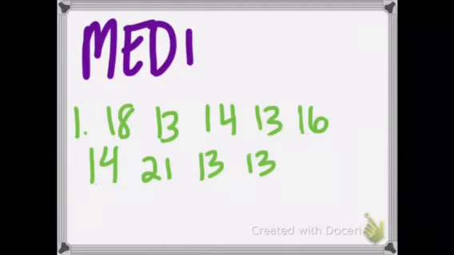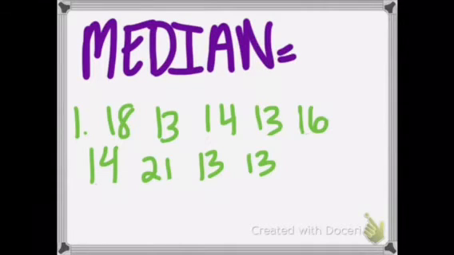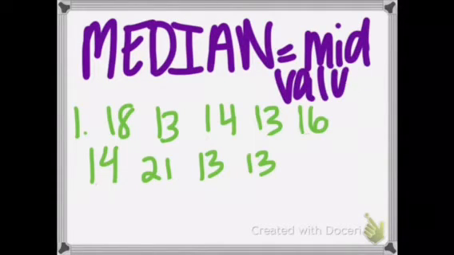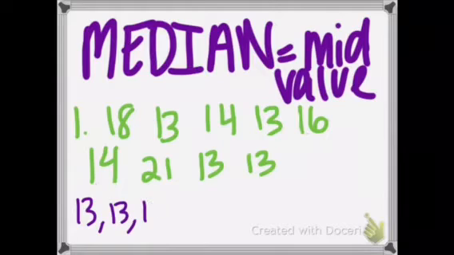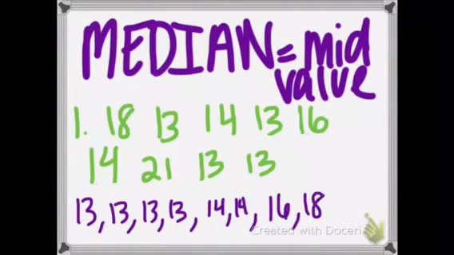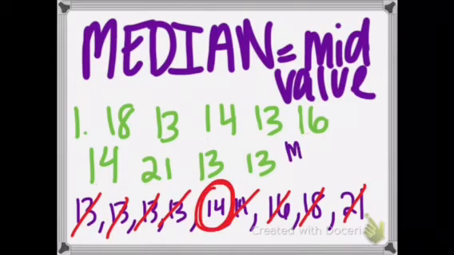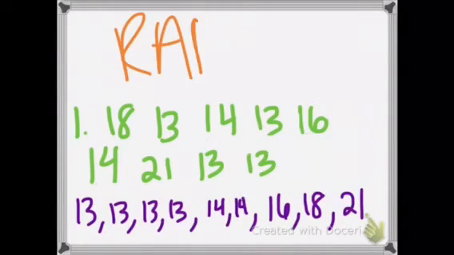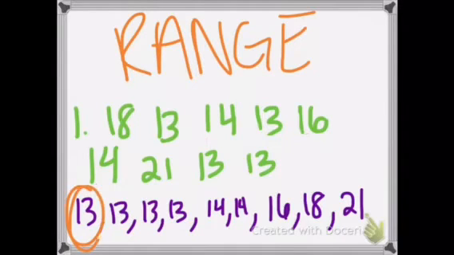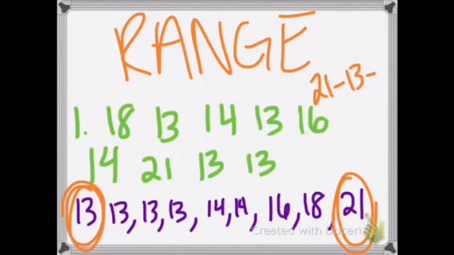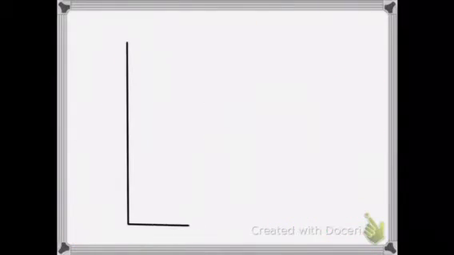The median is the value that lies in the middle of the data when the data set is ordered. So we're going to use the same numbers that we used in the mean, and we are going to order them. The easiest way that I find the median is to start crossing from the left to the right to see what's in the middle. The median is the middle value, 14. The range is when you subtract the lowest number from the highest number in a data set. So 21 minus 13 equals 8.